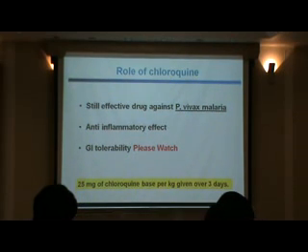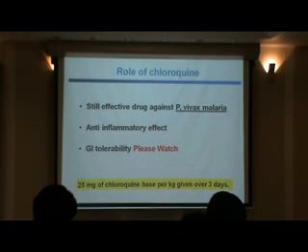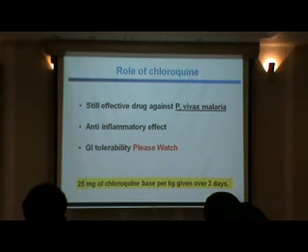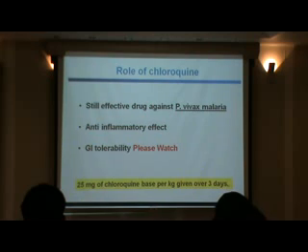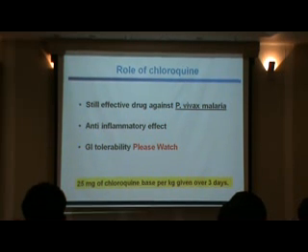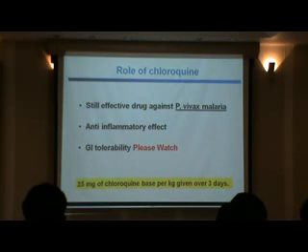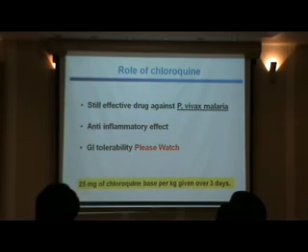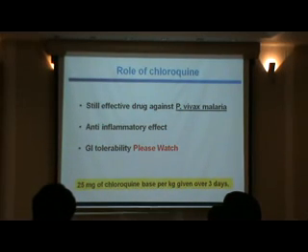Among the drugs still in use, for the first line of treatment we always continue with chloroquine. It is still an effective drug against Plasmodium vivax because of its anti-inflammatory effect. As far as GI tolerability is concerned, we have to be careful because it may lead to gastritis, so we ask patients to take it after having something to eat. Normally we don't allow malaria drugs on an empty stomach. The dose of chloroquine is 25 milligrams of base per kilogram over 3 days.